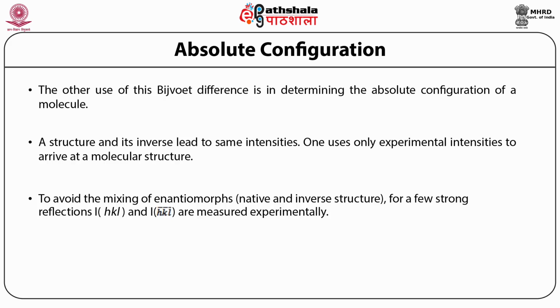So since these values are known, the Bijvoet difference using experimental values, known as delta I experiment, which is equal to I HKL from experiment minus I of H bar, K bar, L bar from experiment, is now known. So this is known as the Bijvoet difference coming from experiment.